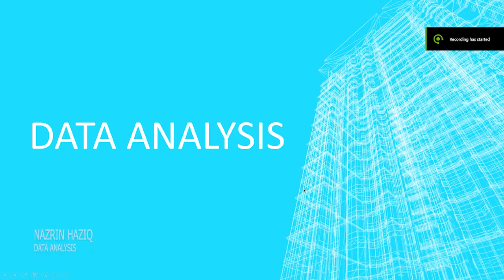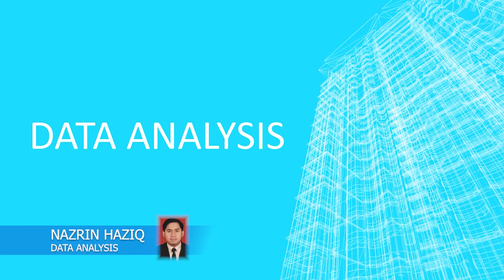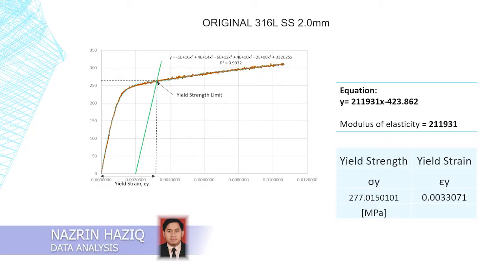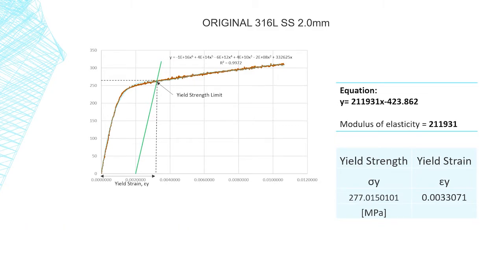Thank you, Arif. And hi, today I will talk about data analysis. As you can see on the slide, this is the graph for the original 316L stainless steel 2.0 mm. The orange curve is the stress versus strain. Meanwhile, the green line is the 0.02% strain offset line. Here, you can see the results for yield strength, yield strain, and modulus of elasticity for this graph.